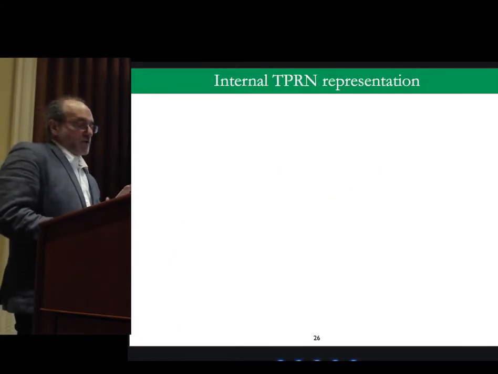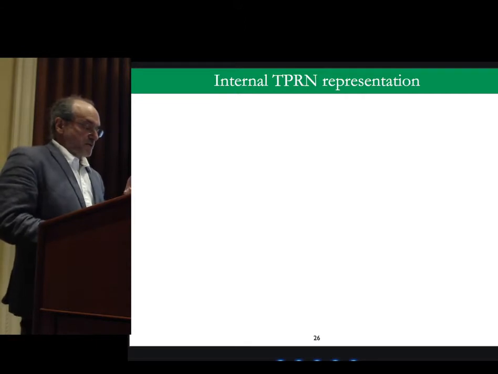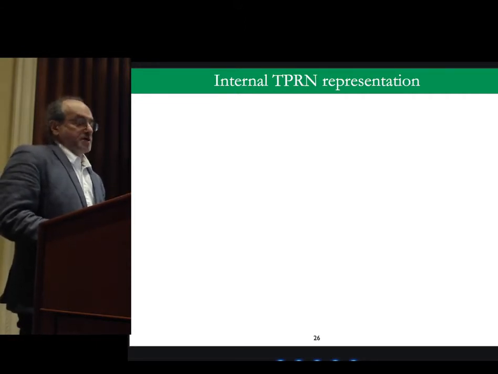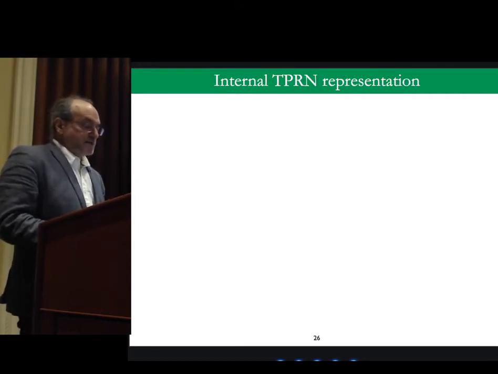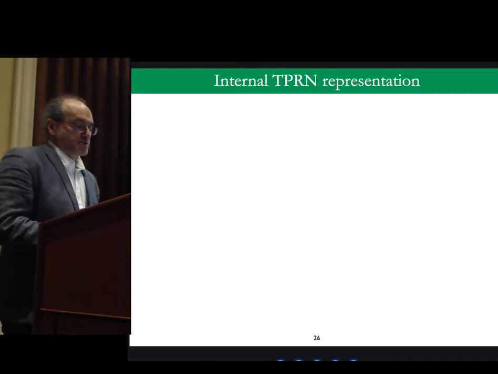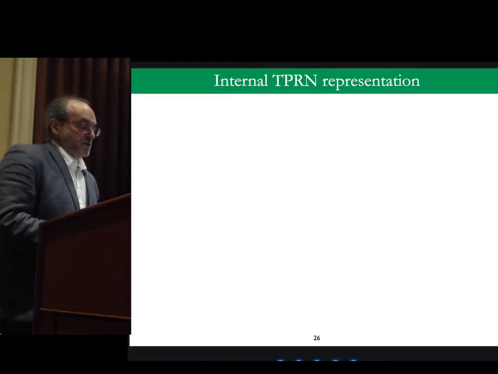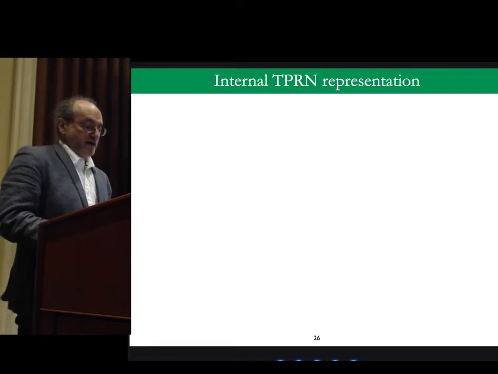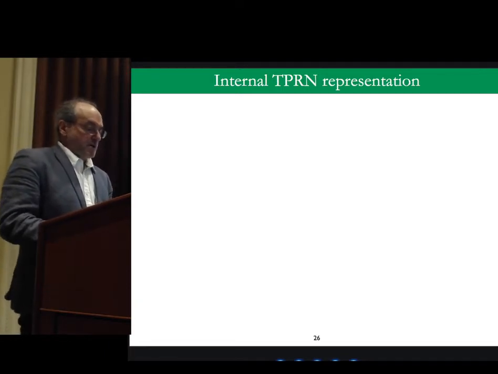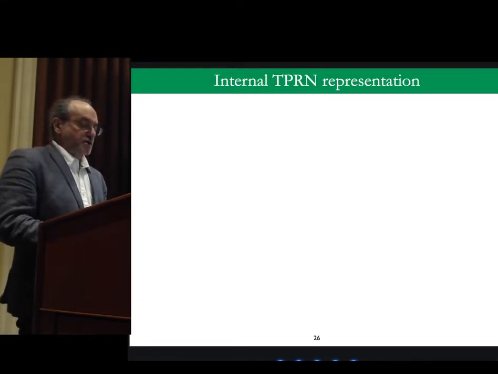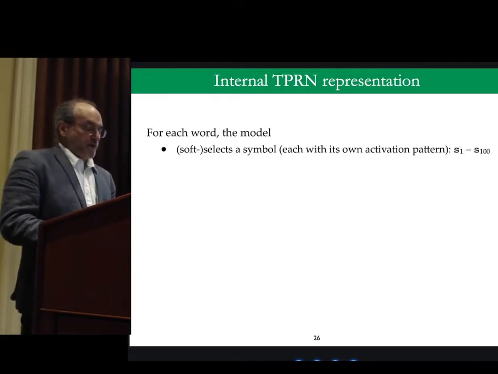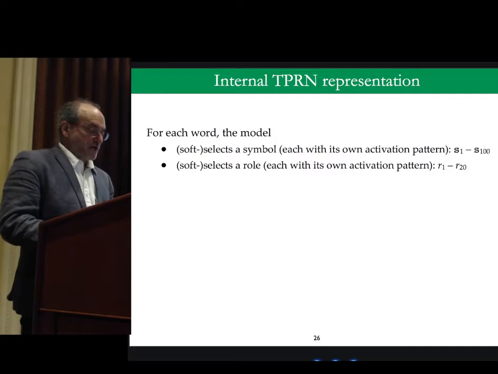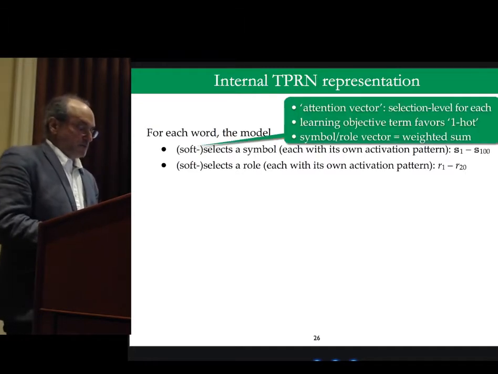So even though I won't go into the details of the architecture per se, here's what the model does at a conceptual level. We let the TPRs in the model use 100 symbols in 20 roles. These symbols and roles have no meaning whatever at the start of learning. The words of the paragraph and the question are fed into the model one at a time. And for each word, the model selects a symbol and selects a role. For the aficionados, I mean soft selects here.